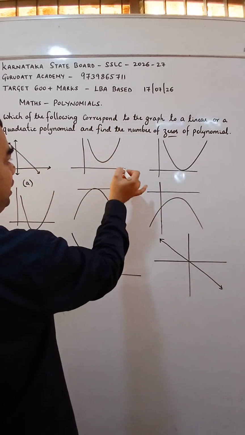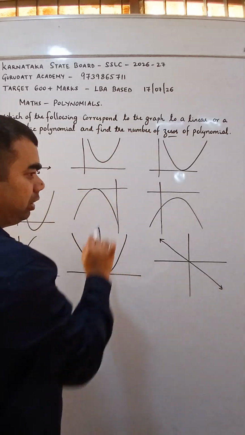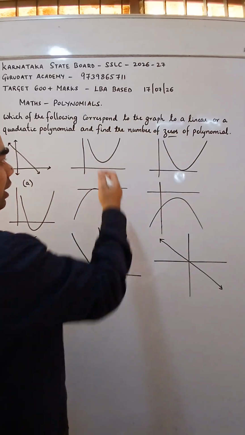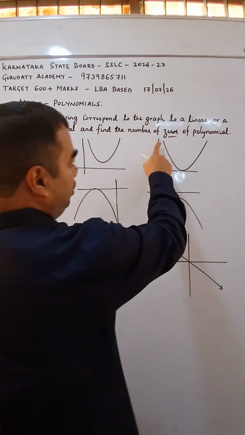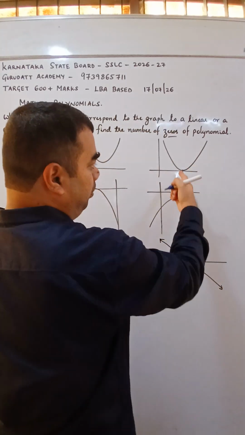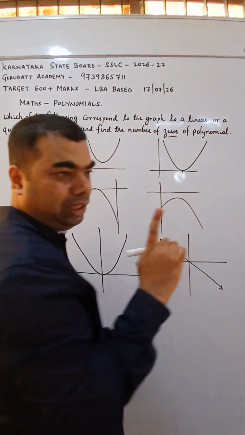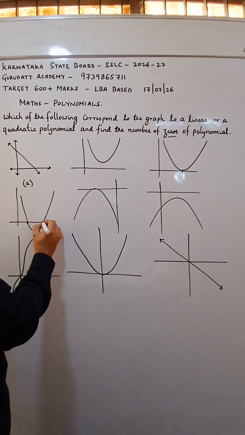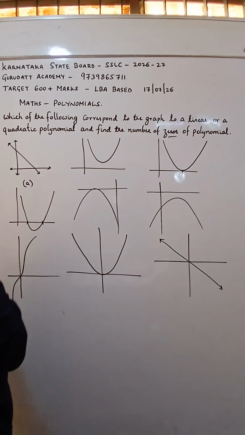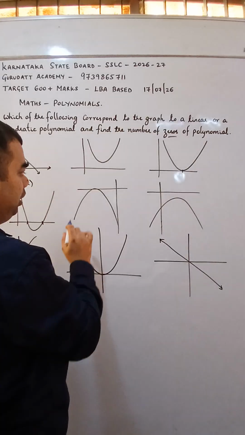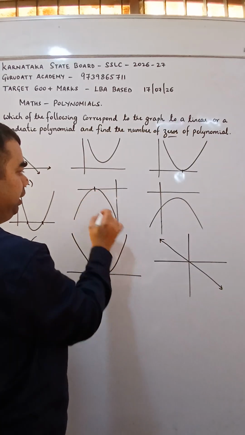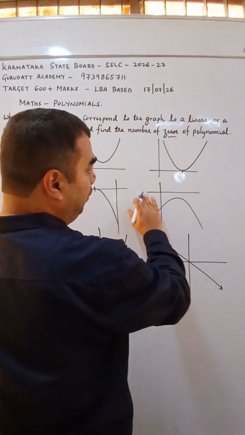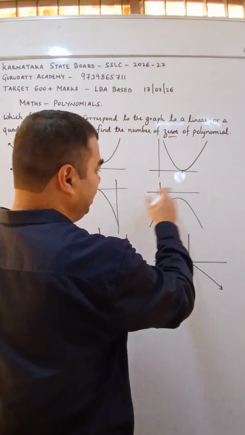This is a quadratic polynomial and it is not touching the x-axis, so it has zero zeros. This is a quadratic polynomial having one zero, because the curve meets the x-axis at only one point. This is a quadratic polynomial having two zeros, because it touches the x-axis at two different points. This parabola has one zero, because it meets the x-axis at one point. This parabola has zero zeros, because it is not touching the x-axis anywhere.